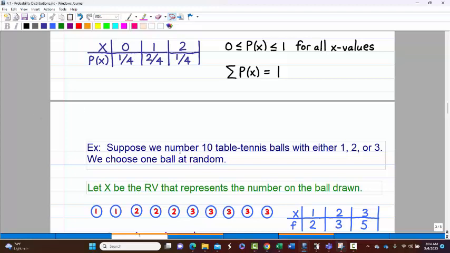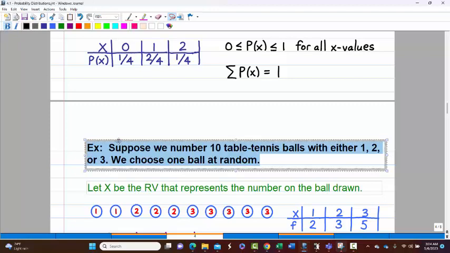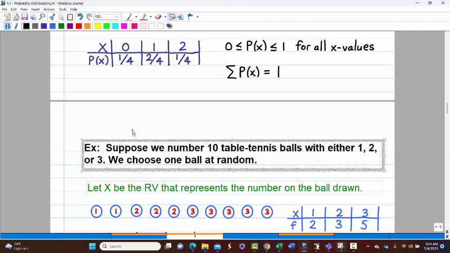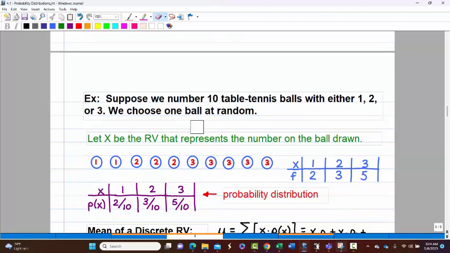Now, let's say we're going to take some ping pong balls and maybe get a Sharpie and write some numbers on them, 1, 2, or 3, and let's say we write them down in this fashion. I decided I wrote 2 1s, 3 2s, and 5 3s.